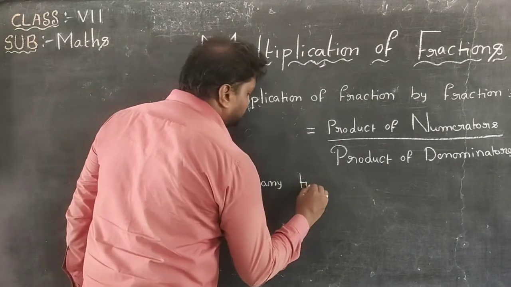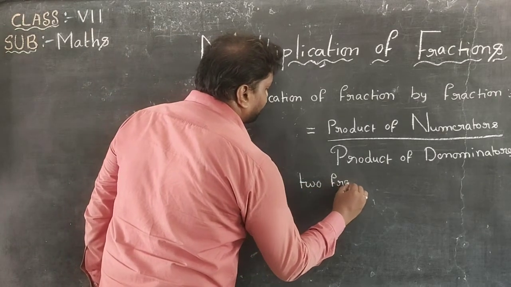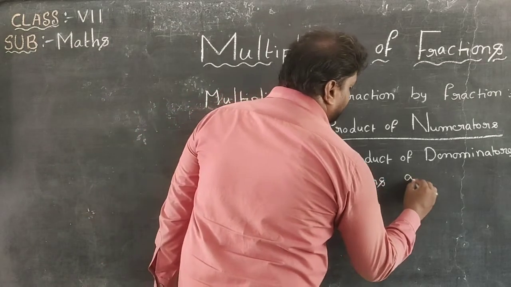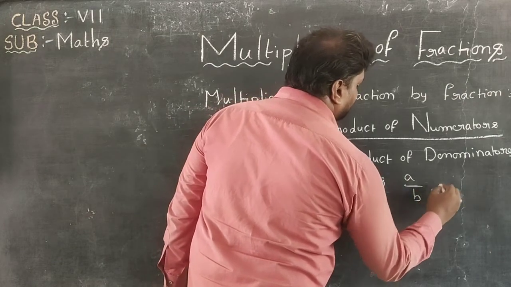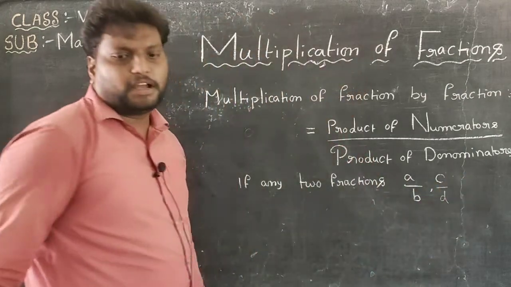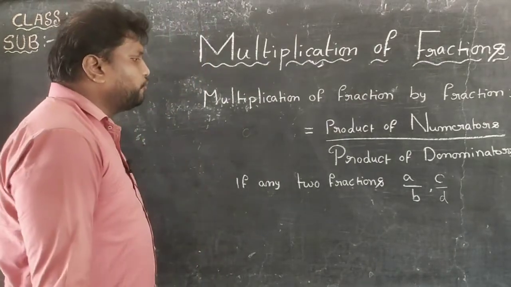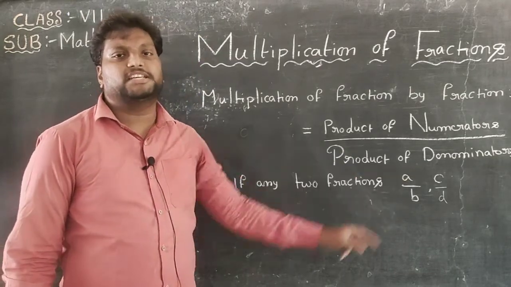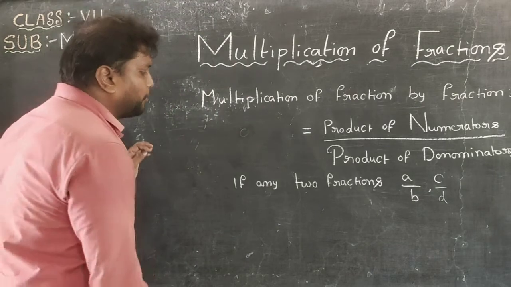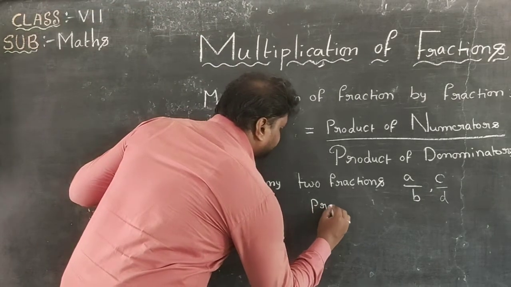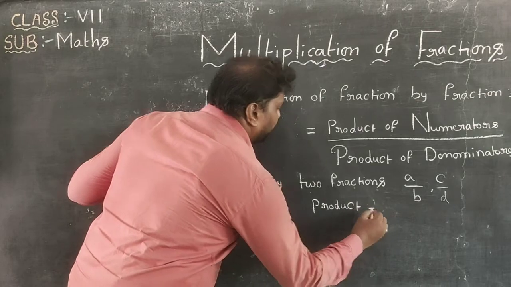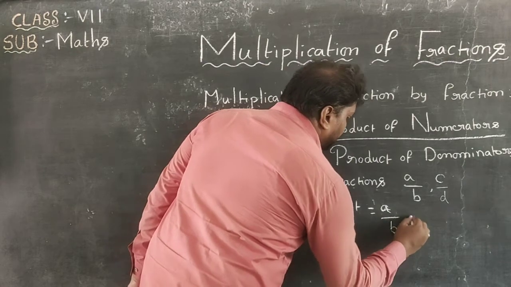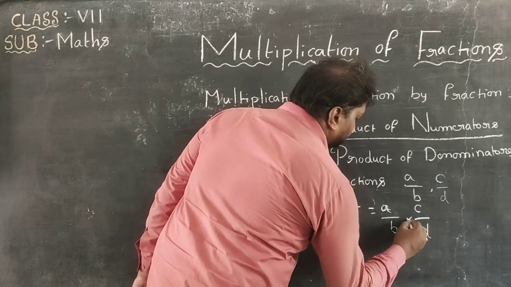If any two fractions a by b, c by d, we have two fractions a by b and c by d. In the first fraction a is the numerator and b is the denominator. In the second fraction c is the numerator and d is the denominator. Then the product or multiplication of two fractions is equal to a by b into c by d.